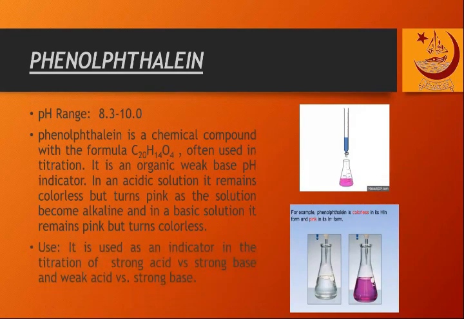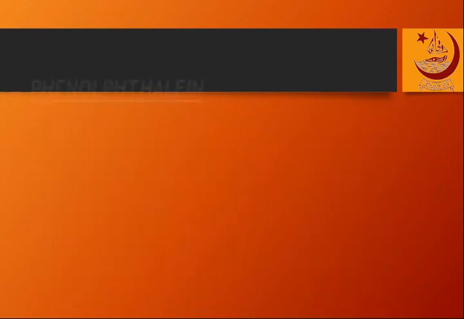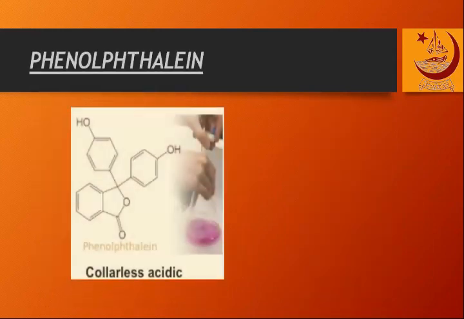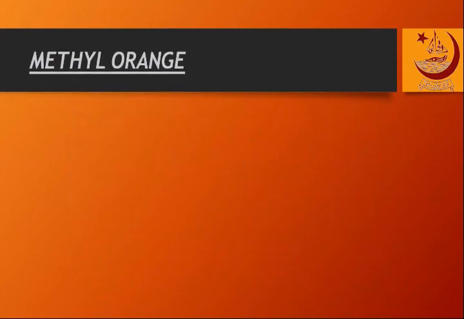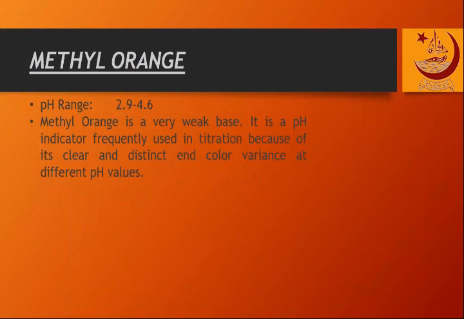Use of phenolphthalein. It is used as an indicator in the titration of a strong acid versus a strong base and weak acid versus a strong base. Methyl orange. pH range of methyl orange is 2.9 to 4.6. Methyl orange is a very weak base.